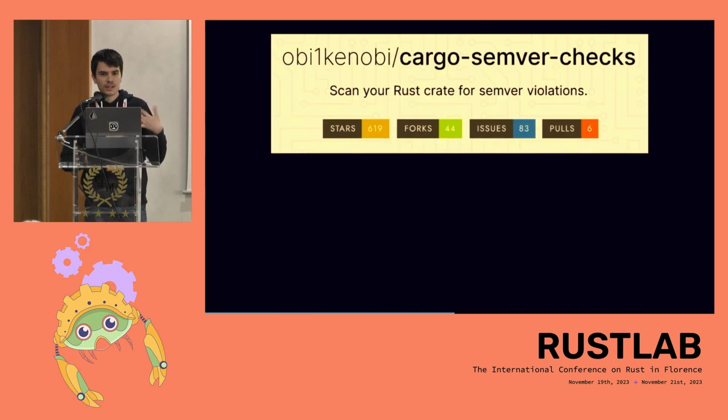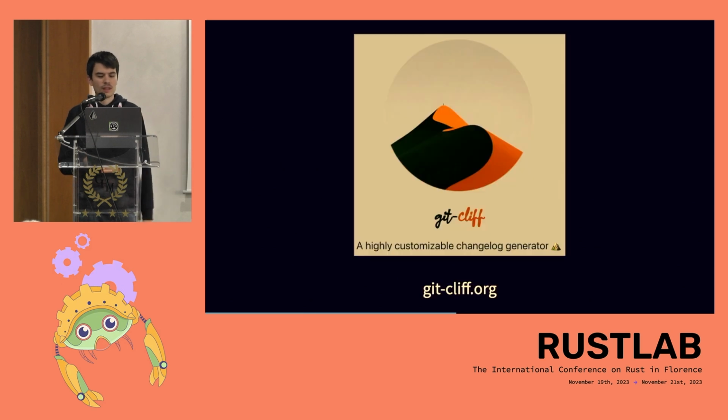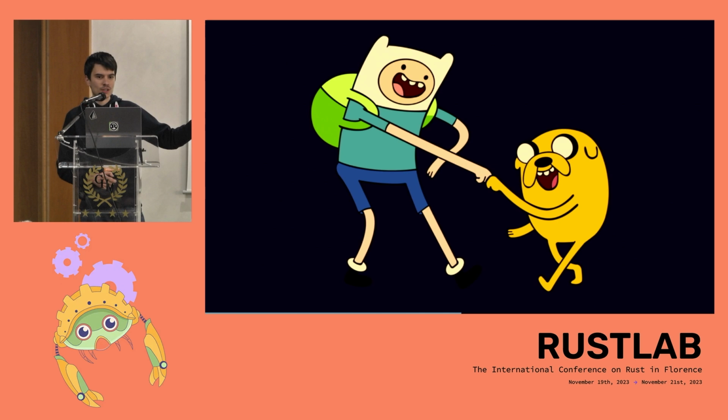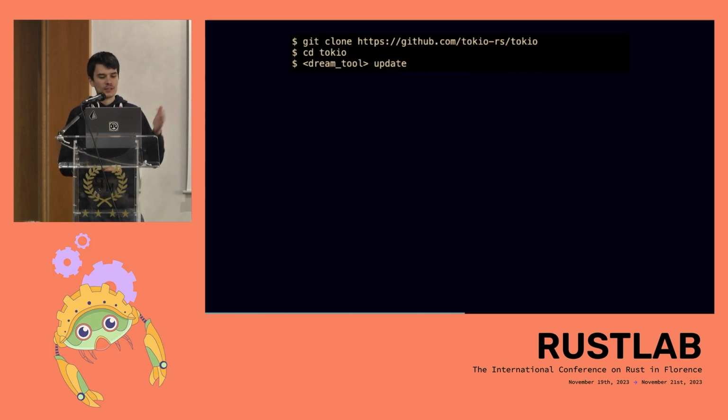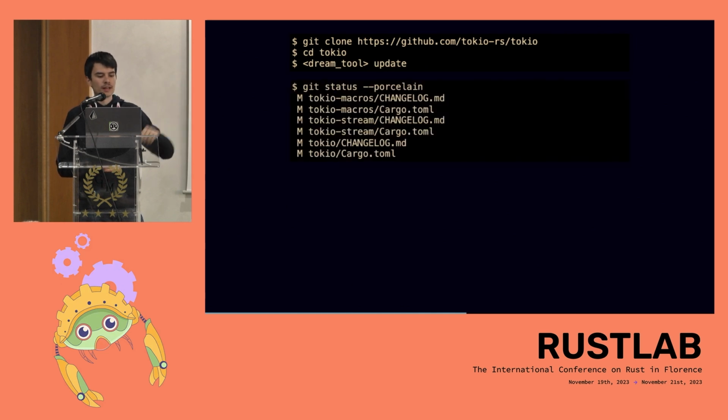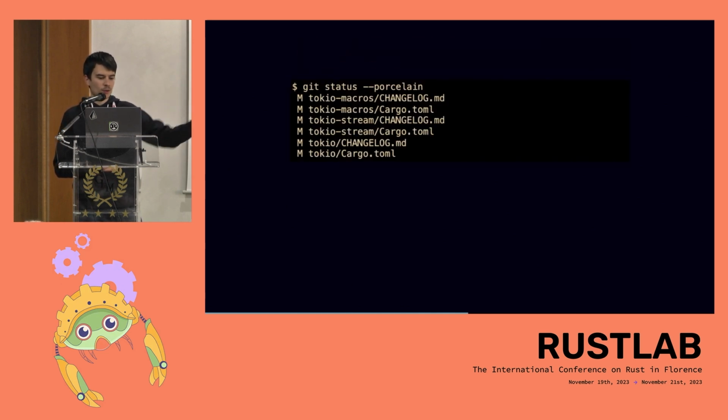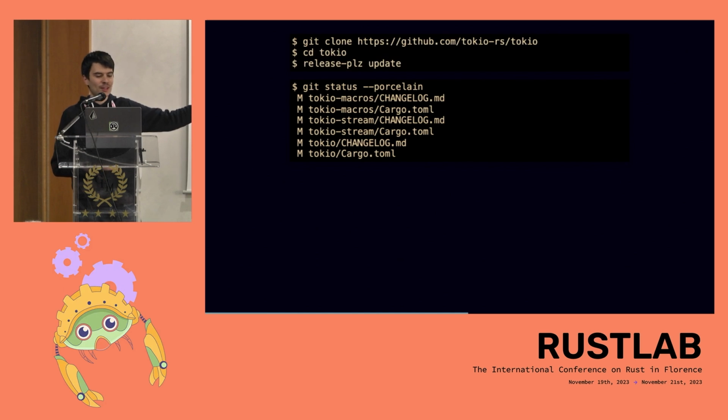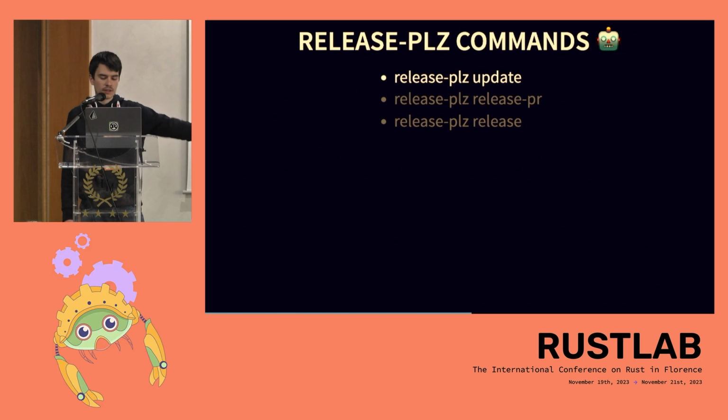Release-plz doesn't implement this mechanism. It uses cargo-semver-checks to do it. Regarding the changelog, it uses git-cliff, so you can customize your changelog as you want. So shout out to these two projects because they make Release-plz awesome. We wanted a tool that you can just git clone and then run, and it updates everything. We have it. If you do Release-plz update, it does exactly that. So this was the first command.